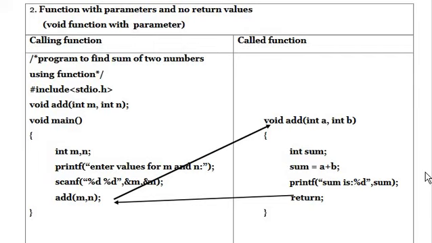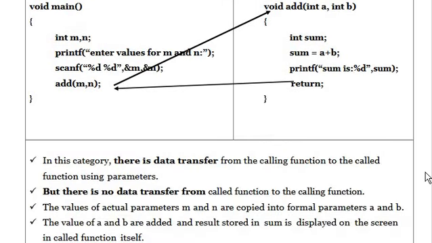And here m and n are the actual parameters and a and b are the formal parameters. We can use the same name. Instead of m and n, we can also use a and b here also. So the values of m and n are passed to a and b.